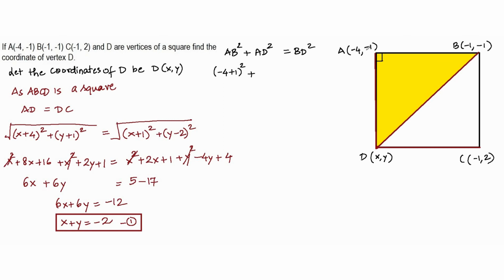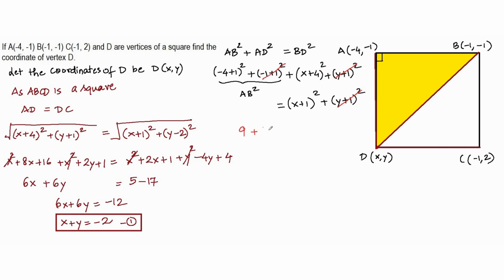AB square is -4 plus 1 square and -1 plus 1 square. This is the value of AB square. And AD square is going to be x plus 4 the whole square plus y plus 1 the whole square. This is going to be equal to BD square. So BD square is going to be x plus 1 the whole square plus y plus 1 the whole square. Now in this equation, you will notice that y plus 1 the whole square cancels. 3 square is 9 and this is 0. So I get 9 plus x plus 4 the whole square is equal to x plus 1 the whole square.